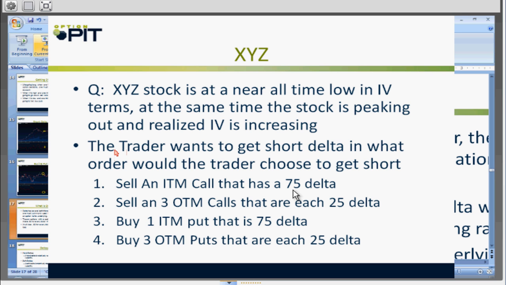The next option I would go for, so far we're 4, then 3. Then I would go to sell one in the money call that has a 75 delta. Why? When vol's low, I want that hard delta if I think the IV is low and the stock's going to go down. And then finally, I'd want to sell 3 out of the money calls. So the order is 4, 3, 1, 2.